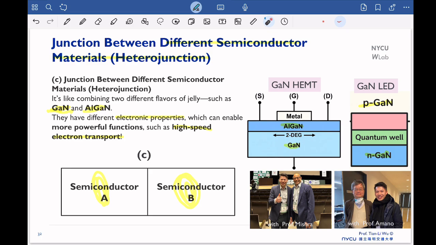This is a gallium nitride LED that we use in our daily life nowadays. We cannot live without LEDs. So this is the structure of the LED here, and this is Professor Amano, who invented it and made a great contribution to the gallium nitride LED, and he was awarded the Nobel Prize in Physics in the past thanks to his contribution to the gallium nitride LED.